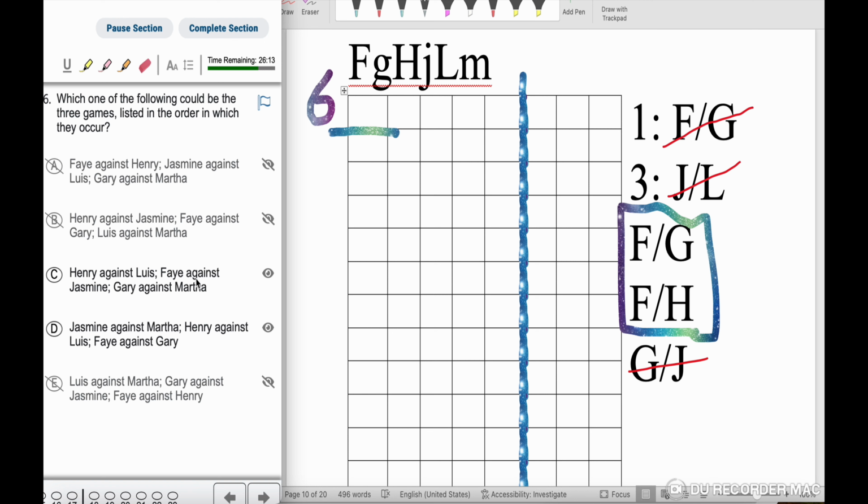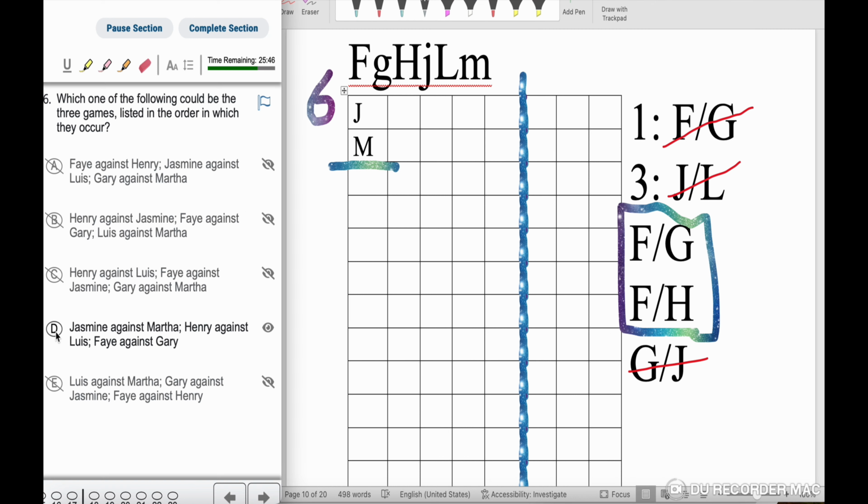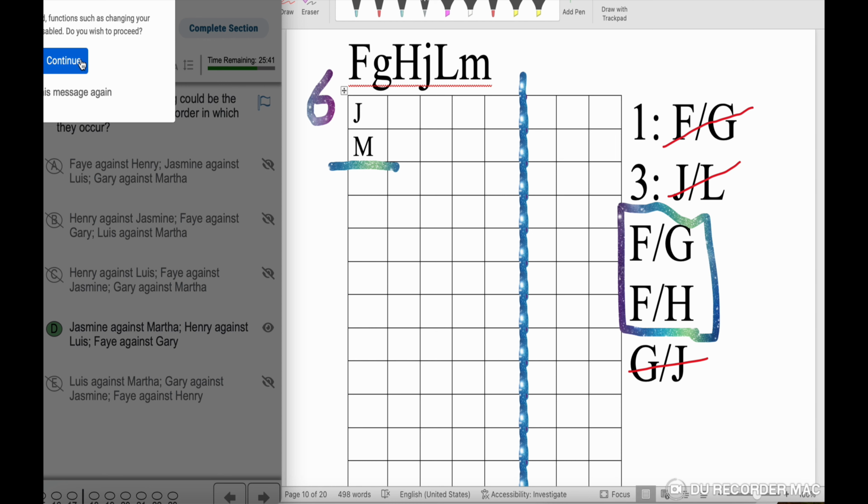The rule says that F has to play against G or H. Let's see if F plays somebody else. F's playing against J here, so that's not allowed. So process of elimination brought us down to choice D. And also, if you want, you can go ahead and apply the rules, and you will see that the information is available to that one choice only. So basically all these conditions meet this rule that's available in choice D. And then the answer for this question is going to be D.